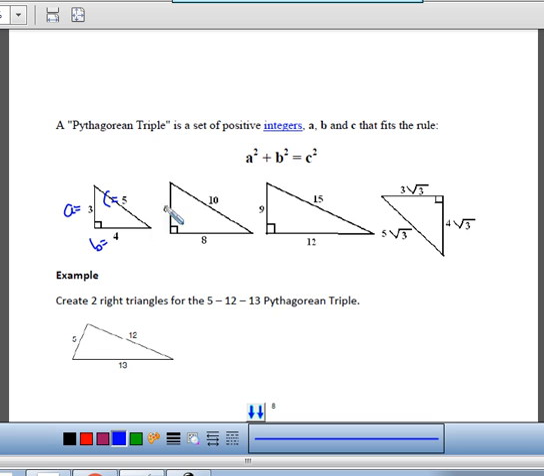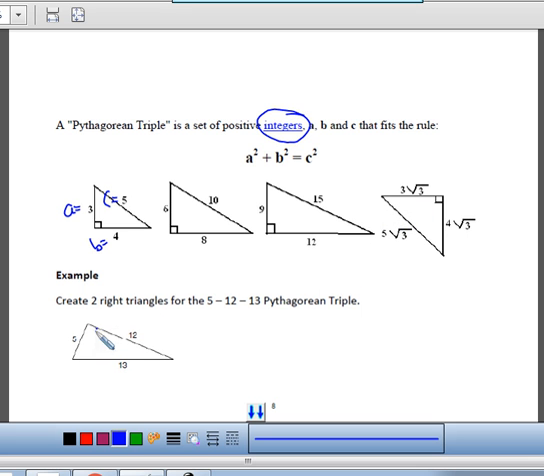Now, if you notice, 6 is 3 times 2. 8 is 4 times 2, and 10 is 5 times 2. So these are all multiples of the 3, 4, 5. Same with the next one, and technically same with this one. Now, I don't like this example because 3 radical 3, 5 radical 3, and 4 radical 3 don't fit this. These are not integers. It is a triple, but it's not what we're looking for.